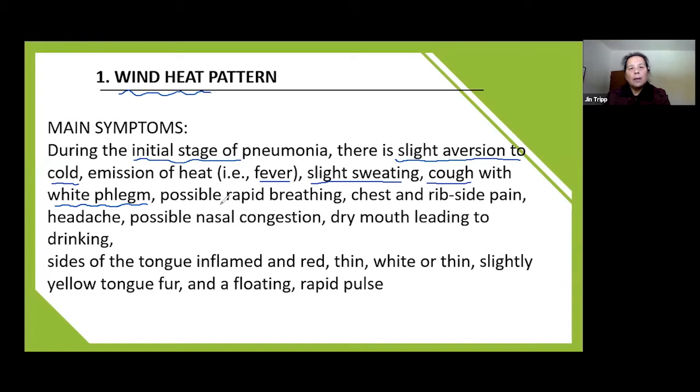And people may breathe rapidly because phlegm is blocking the lung. Also chest pain on the chest area, front of the chest or maybe the side of the chest. And they may still have EPI wind heat attacking symptoms, like headache, nose congestion or discharge, and some dry mouth.